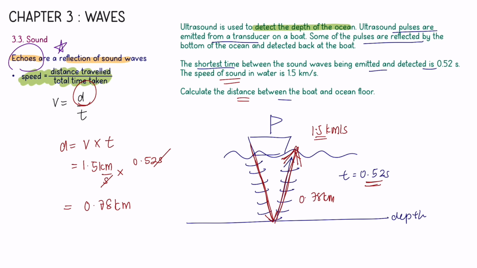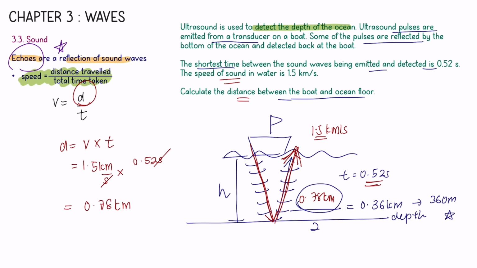But you're asked to find the distance between the boat and the ocean floor, which is the height. Therefore, you're going to take this value and divide it by 2, which is 0.36 kilometers or 360 meters. Just remember that when questions are related to echoes, you usually have to divide your distance by 2, because the distance goes one way and comes back as an echo in the opposite direction.